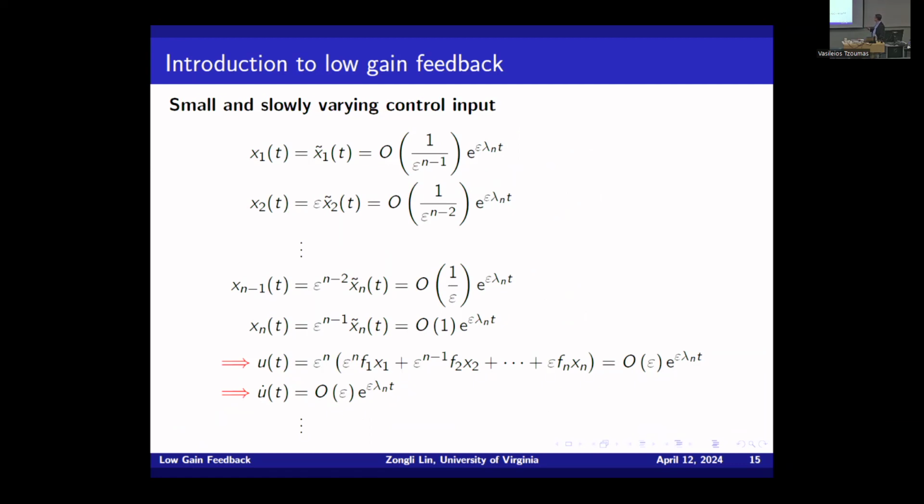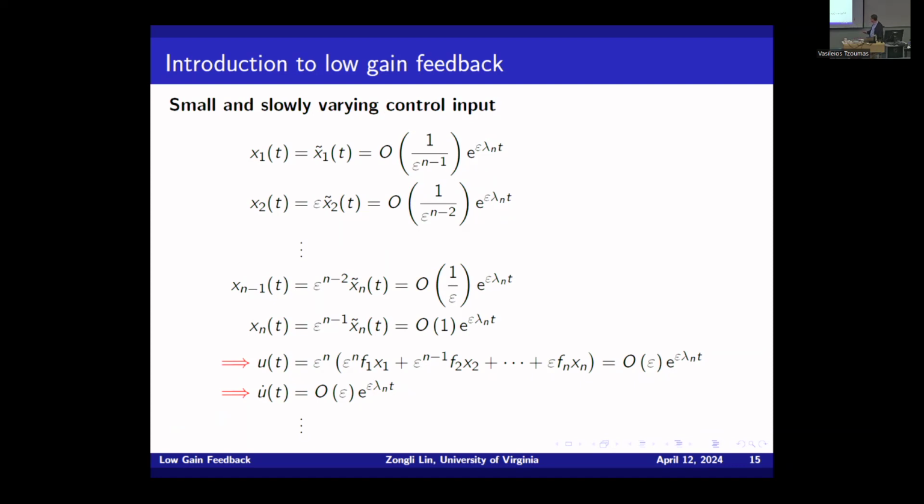Then we will see how about the control input. As I mentioned earlier, we have this for the state, and now we look at the control. For the control, we can manipulate these numbers. The control input here is in the order of epsilon. So that means what? We can avoid saturation for any given set of initial conditions. So that's semi-global stabilization, basically.